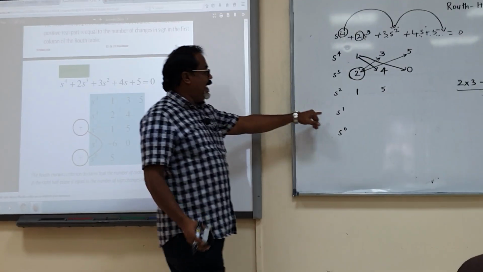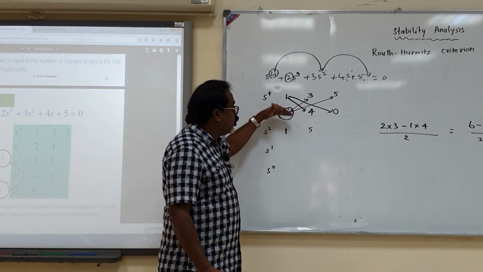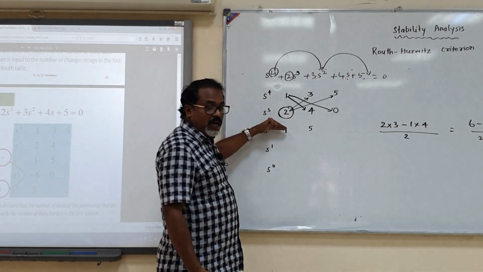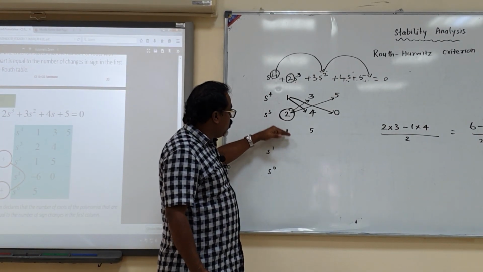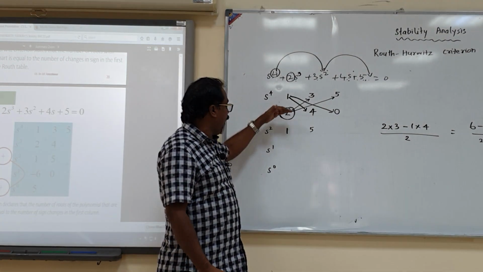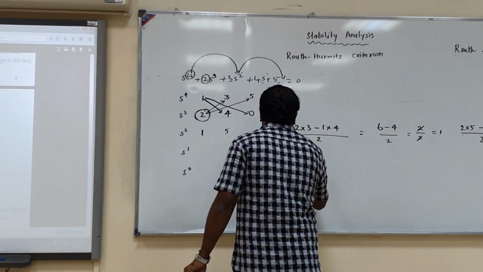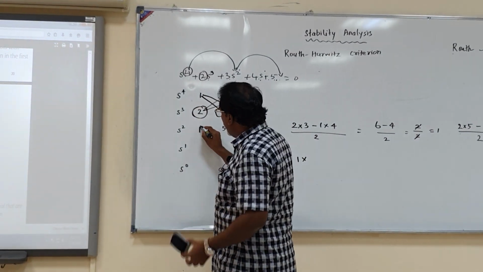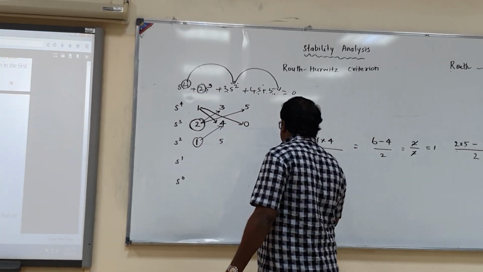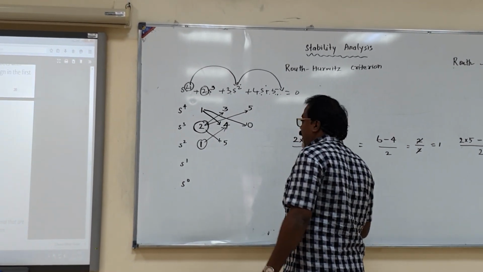Sir, now how to fill s power 1? So see here, now you have to take the latest 2 rows. Latest 2 rows means what? I have first row, second row, third row. So latest 2 rows means the third row and second row you take. For the third row and second row, the same algorithm we are going to apply. In these 2 rows, the second row, first number you start, 1 multiplied with 4, minus 2 multiplied with 5, divide by wherever you started.